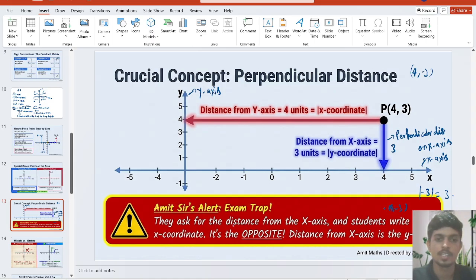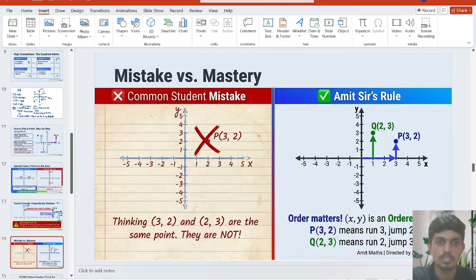Okay, and here is the exam trap: when they ask for the distance from the x-axis, the student writes the x coordinate. It's the opposite. Distance from the x-axis is the y value, the perpendicular distance. I hope it is clear to you. Coming to the next question.